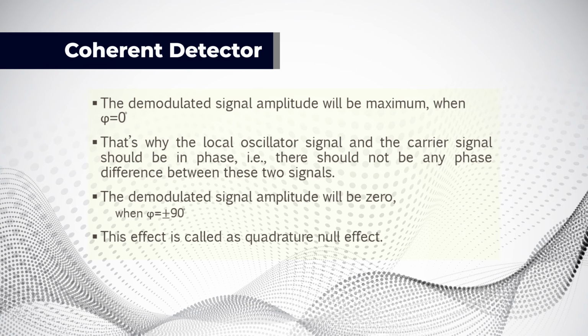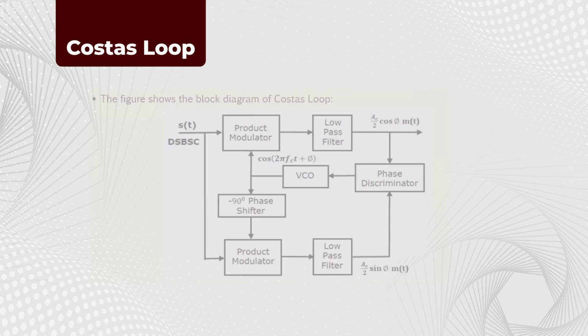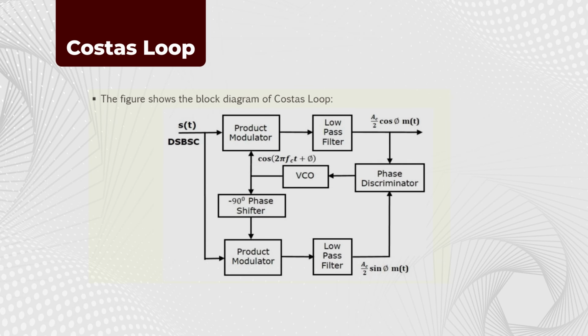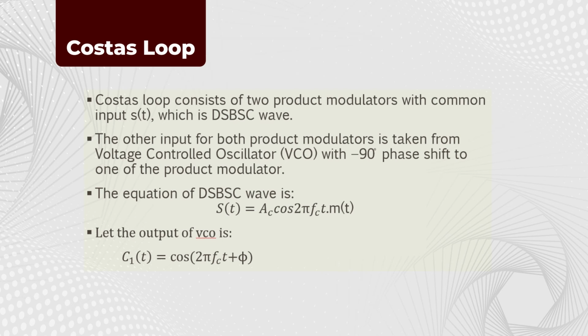Now, the second method for demodulating a DSB-SC wave is Costas loop. This figure represents the block diagram of the Costas loop. Costas loop consists of two product modulators with a common input s(t), which is the DSB-SC wave. The other input for both product modulators is taken from a voltage controlled oscillator, with a 90 degree phase shift to one of the product modulators.